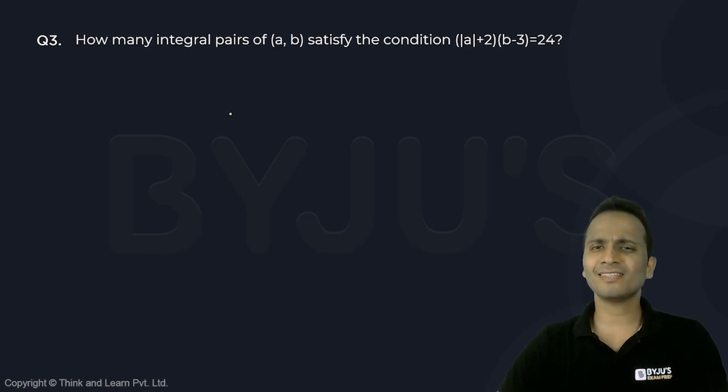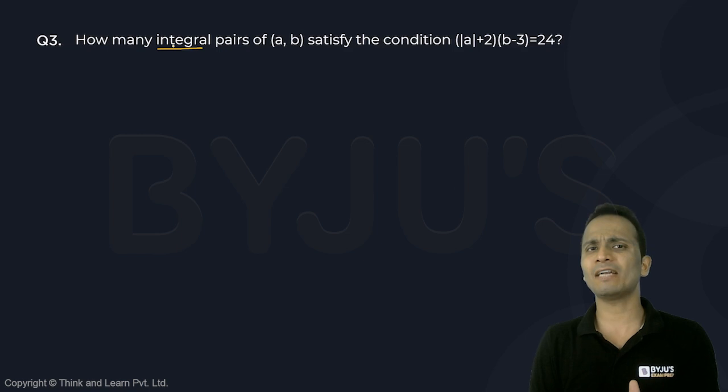Now, I think that this is a very good question. Now, there are some things that you need to take care of while solving this question. The question says that the modulus of a plus 2 and b minus 3, the product of these two numbers is equal to 24. And we need to find the integral solutions, integral values for a and b.